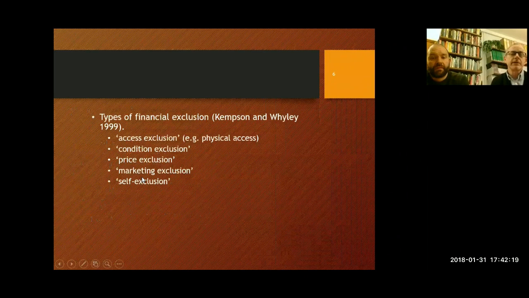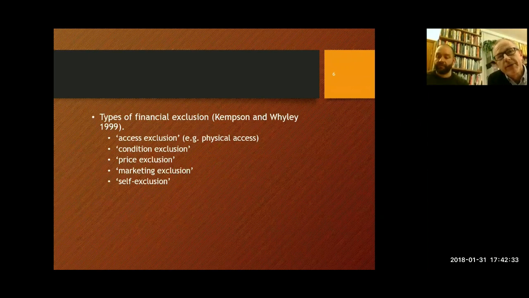And Kempson and one of our other collaborators, Claire Wiley, very usefully came up with this categorization of different types of exclusion that people might suffer in the face of financial services. The first one was access exclusion. So this is like physical access. A classic one would be if a bank branch or a facility closed down, then it wasn't there anymore, and it would be more difficult for people to access it.